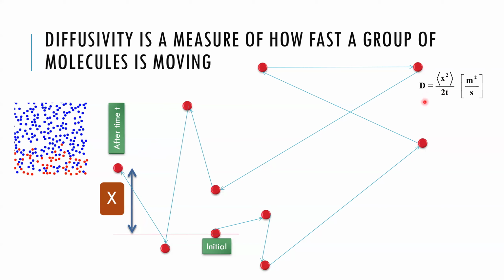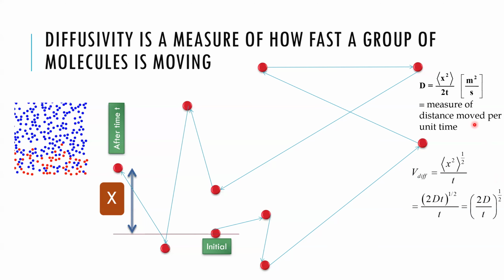So the primary thing I want you to see from here is I want you to always think of diffusivity as a measure of displacement. It's a measure of displacement. So it's a measure of distance moved per unit time, meter squared per second. So square of the distance moved per unit time, but of course averaged over many.